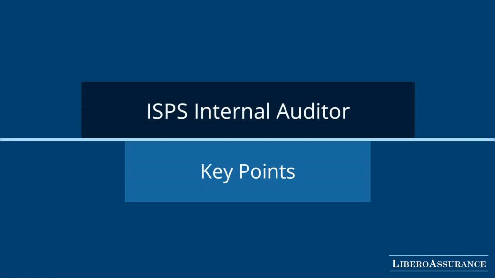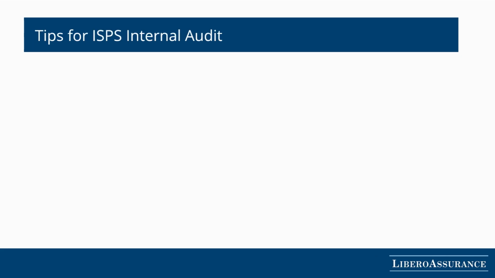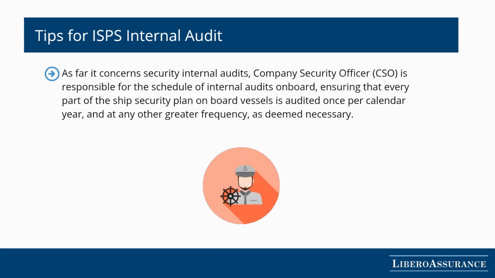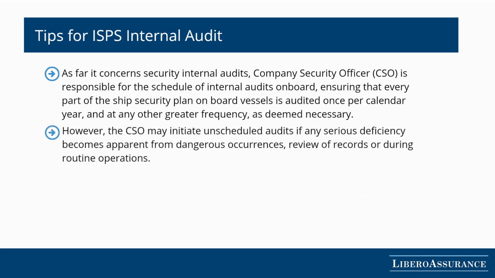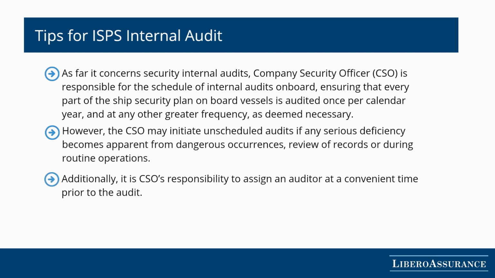Key points. The Company Security Officer, CSO, is responsible for planning internal security audits on board. Each part of the ship security plan must be audited at least once per year, or more often if needed. The CSO can also order unscheduled audits in case of serious issues or incidents, and assigns the auditor ahead of time.